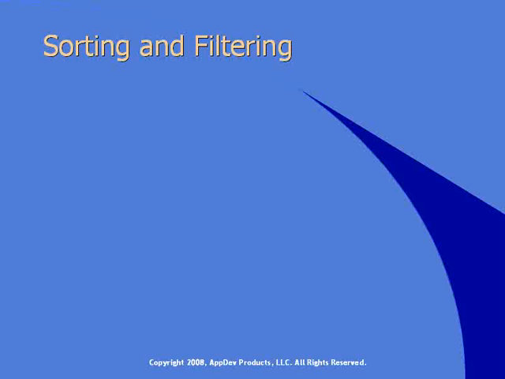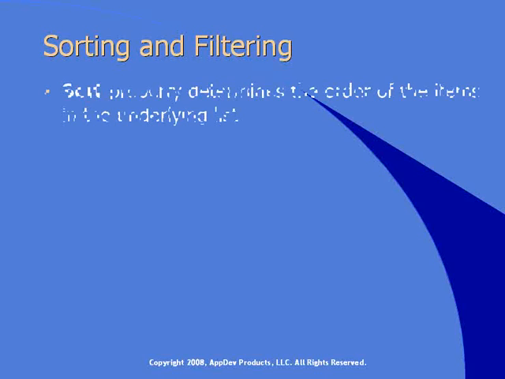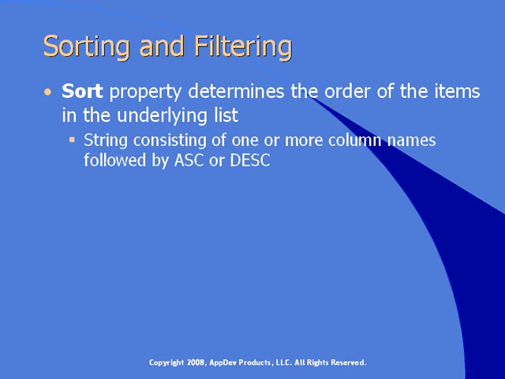You can also do sorting and filtering with the binding source. You can use the Sort property to sort the items in the list. And the Sort property is a string containing one or more column names followed by ASC for ascending or DESC for descending. So there are really two ways that you could sort.